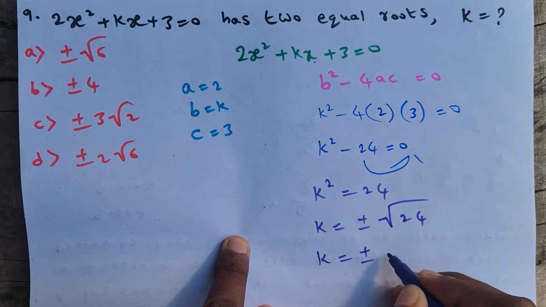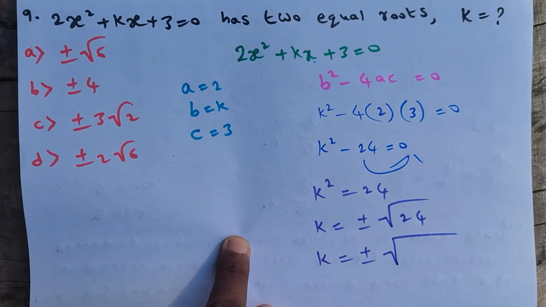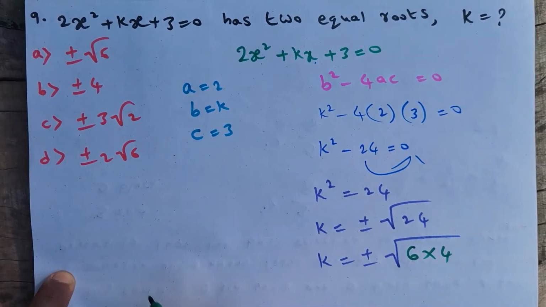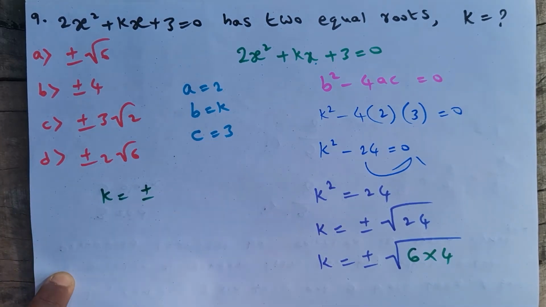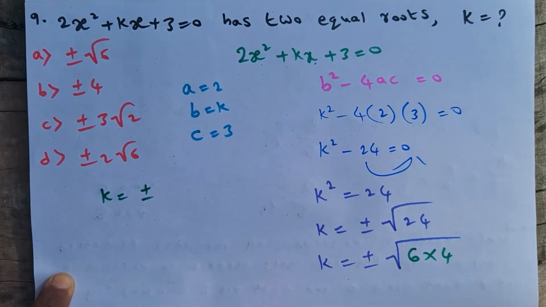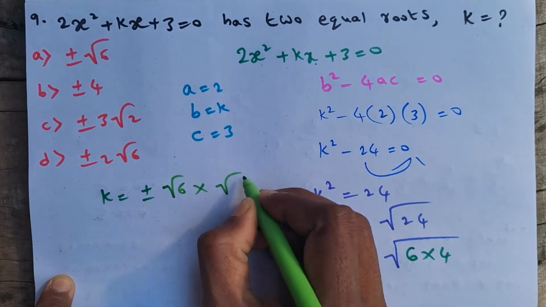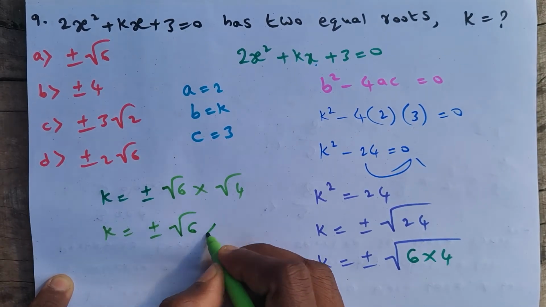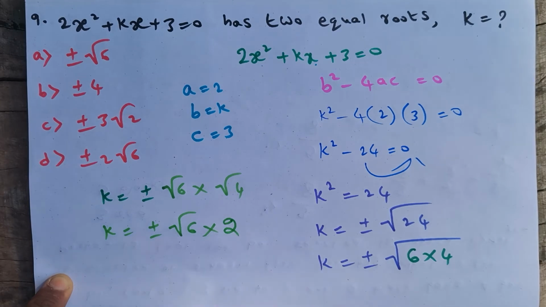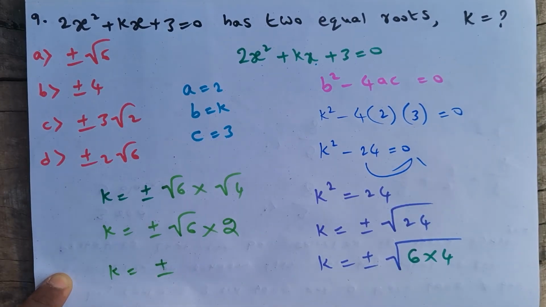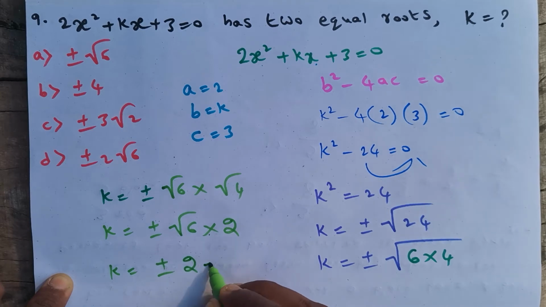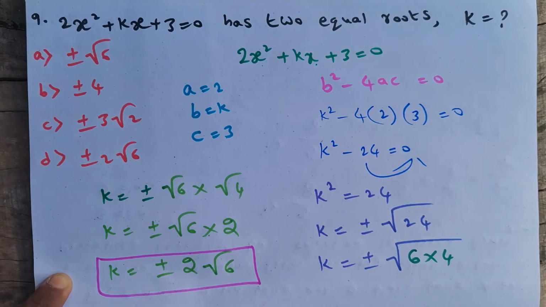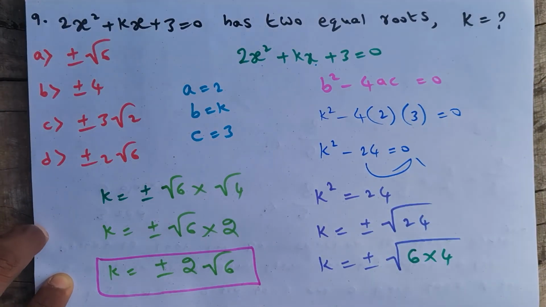K is equals to plus or minus under root 24, which can be written as 6 4s are 24. So k is equals to plus or minus under root 6 into 4. I will separate it as root 6 into root 4. So k is equals to plus or minus root 6 as it is into root 4, nothing but 2. So k is equals to plus or minus root 6 into 2, 2 root 6. So k value is plus or minus 2 root 6. Then the correct option is option D.